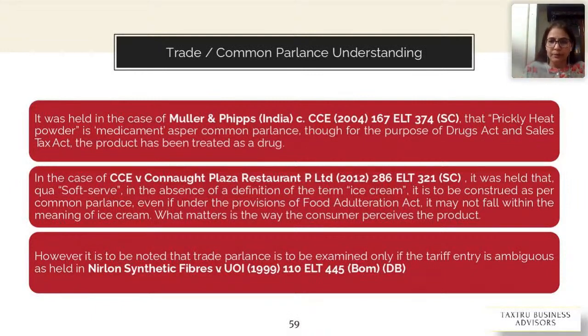Though for the purpose of the Drug Act and Sales Tax Act, the product has been treated as a drug. Drug means medicine for a particular ailment. There is a difference between drug and medicament, but it has been classified that way because the Drug Act has its own different nomenclatures and requirements. Still, it was said that prickly heat powder is not a normal powder. It has to be understood as a medicament.